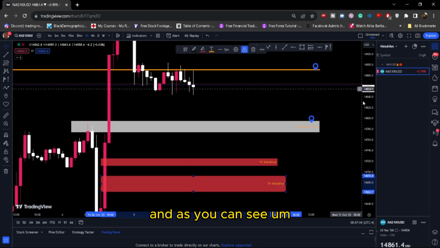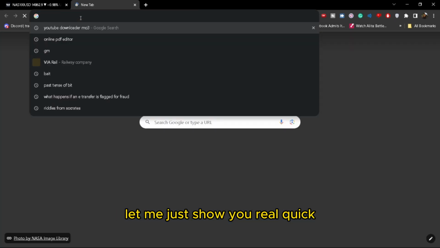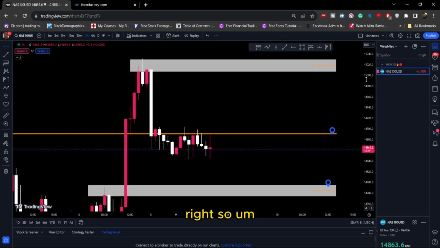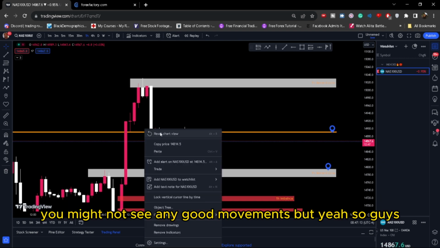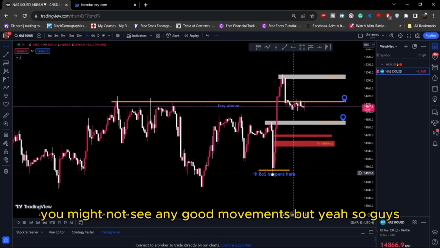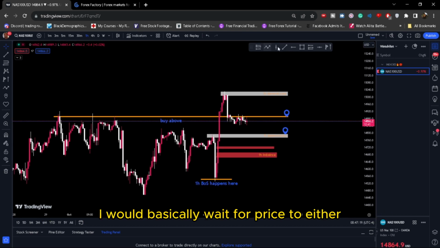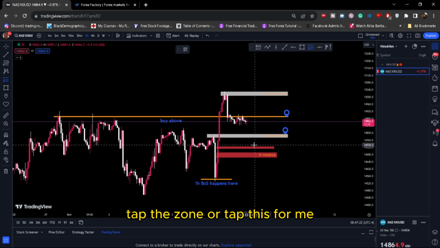And as you can see, right now it's currently holidays. Let me just show you real quick. It's currently holidays, right? So you might not see any good movement, but yeah. So you can see, guys, this is basically how I would mark up my charts. I would basically wait for price to either tap this zone or tap this for me to really enter.